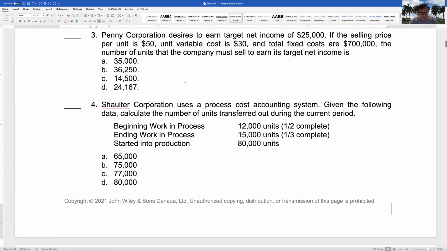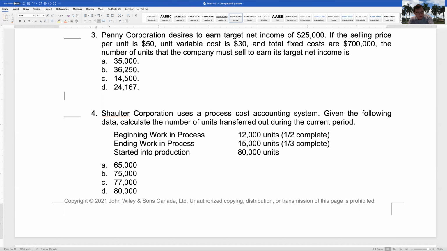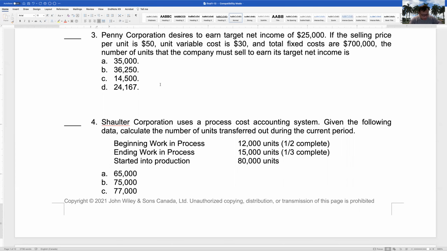Number three: Penny Corporation desires to earn target net income of 25,000. If the selling price per unit is $50, unit variable cost is $30, and total fixed costs are 700,000, the number of units that the company must sell to earn its target net income is... For this one, we know the formula. This is something you have seen in one of the midterm exams.